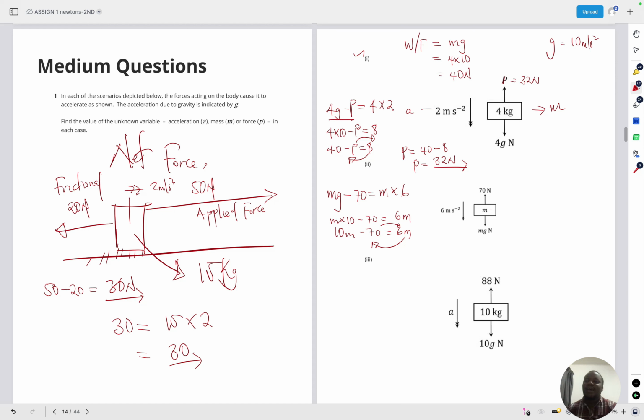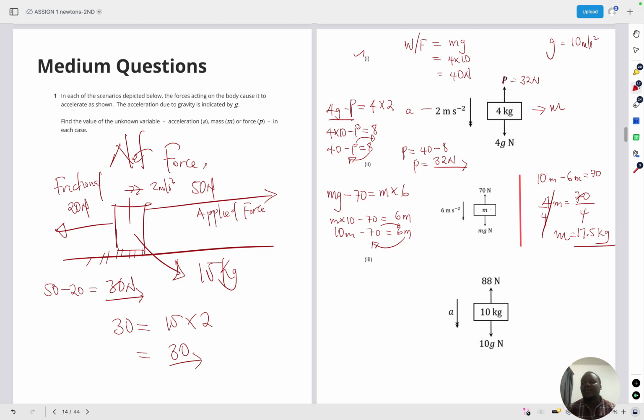So what we are going to have now is 10m minus 6m equals 70. And we know that 10m minus 6m gives us 4m equals 70. We want to find the value of m, which is our mass. We divide by 4, and then we know that m is equal to 70 divided by 4, which gives me 17.5 kg. So this is 17.5 kg.